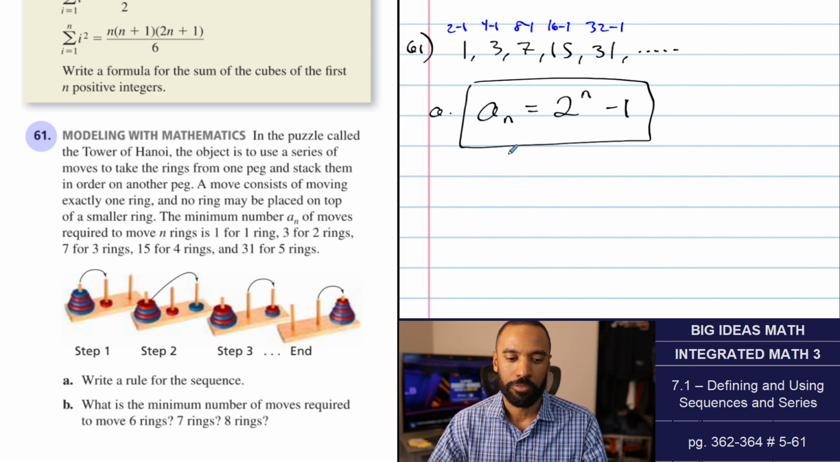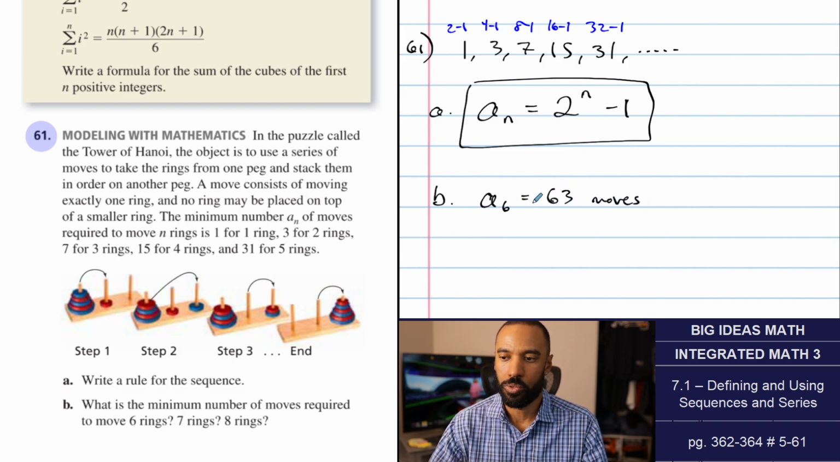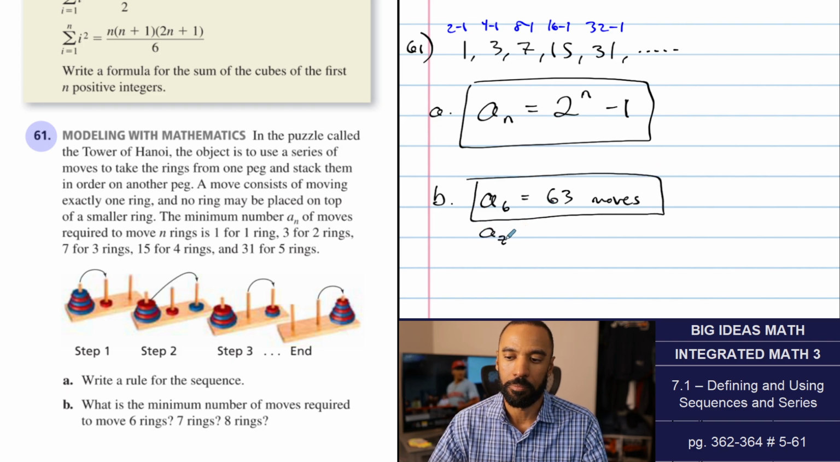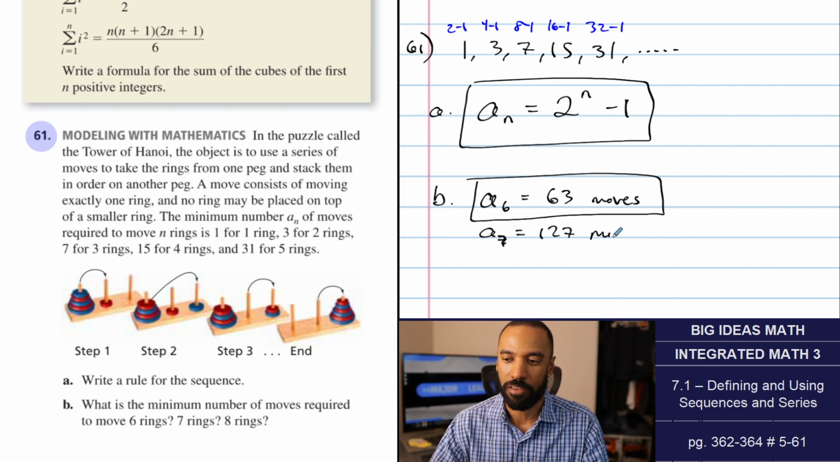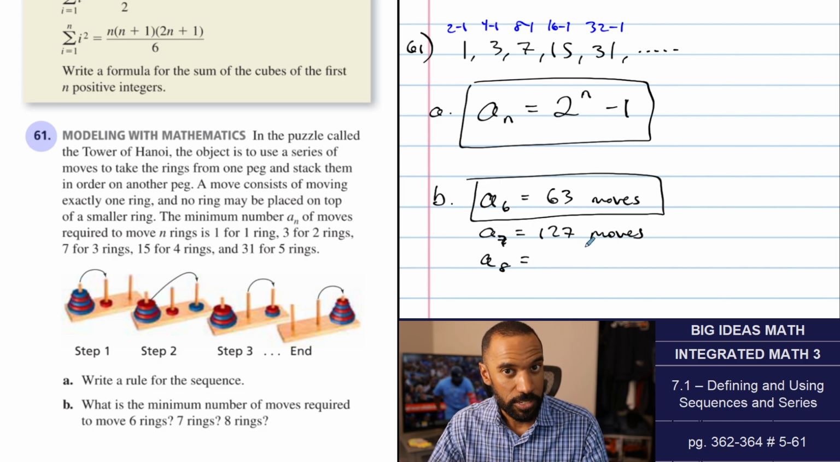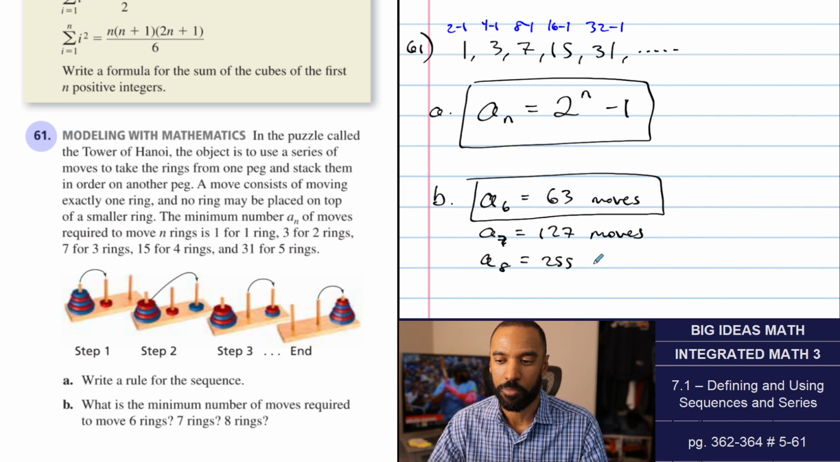What is the minimum number of moves required to move 6 rings, 7 rings, and 8 rings? 2 to the 6th is 64. That minus 1 is 63 moves. 2 to the 7th, and that's how many rings I have on mine, is 128, and that minus 1 is 127 moves. I don't have 8 of them, but if I did, 256 minus 1 is 255 moves.